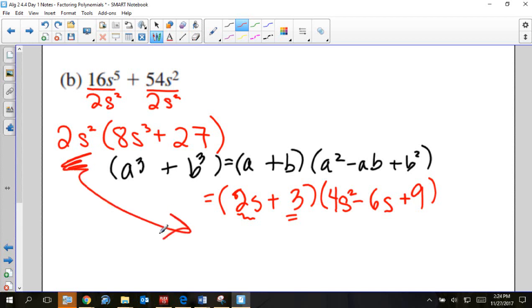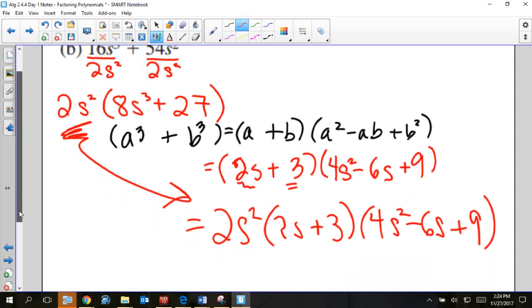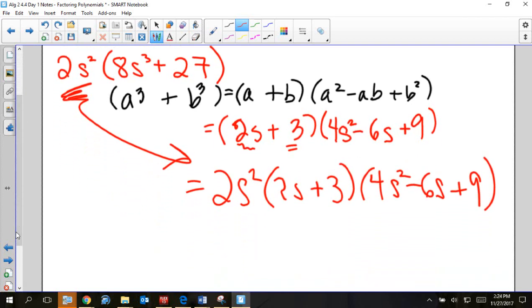I'm going to bring my GCF down and write it in front. 2s squared. And we have 2s plus 3 times 4s squared minus 6s plus 9. I just brought everything down. The only possibility of factoring further is that 2s plus 3. I've already told you the trinomial won't factor further. Can 2s plus 3 factor further? No. S is to the first power, so it won't factor further. You're done.